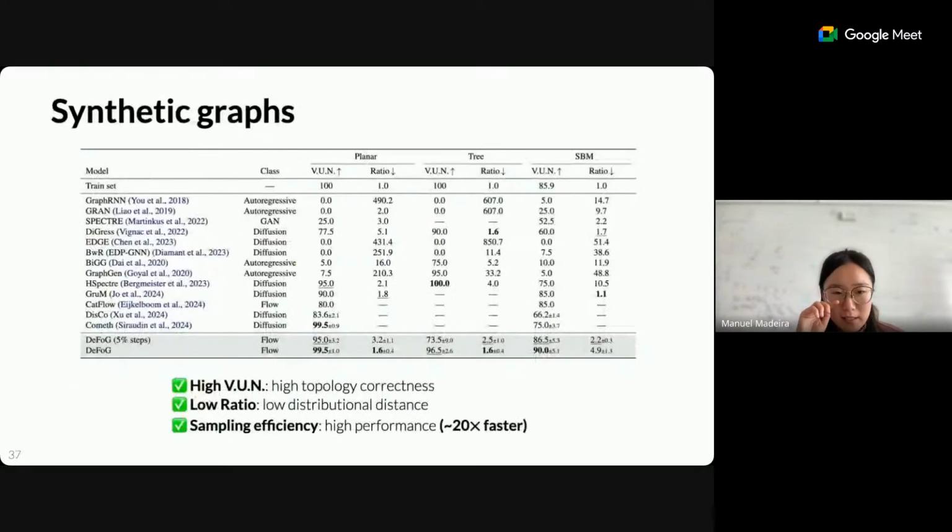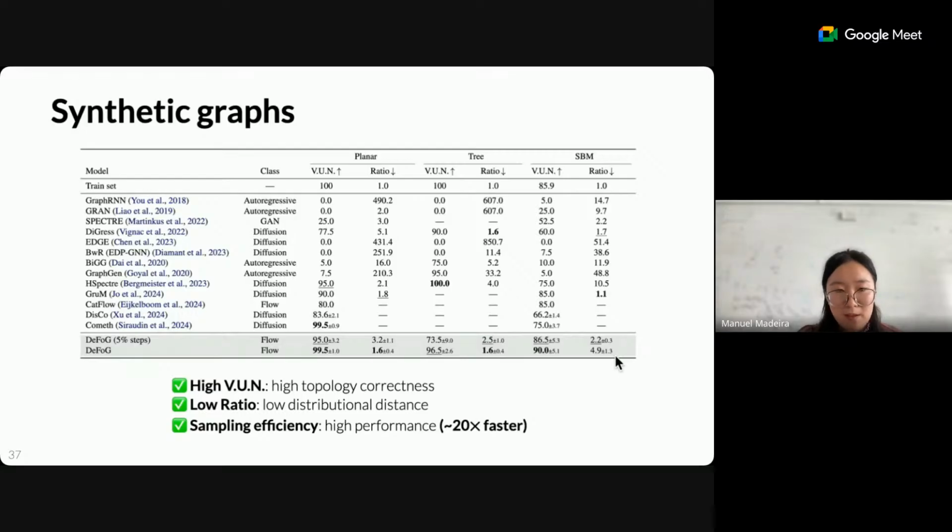So let's start with synthetic graphs. Here we consider three datasets, planar, tree, and SBM. And we have two important metrics, VUN and ratio. As we can observe in this table, we have high VUN on all three of those datasets. It means the model is able to learn the correct topological structure. At the same time, we have low ratio, which means that the generated graphs have low distributional distance with the ground truth graphs.